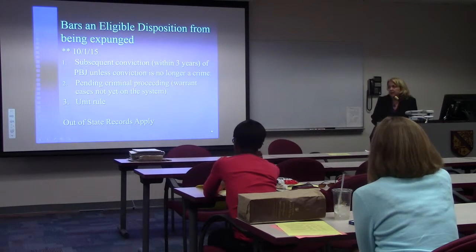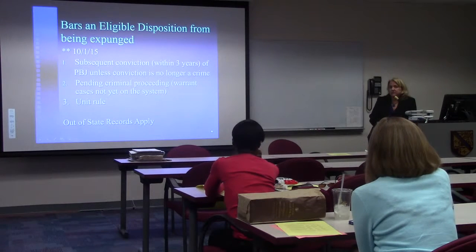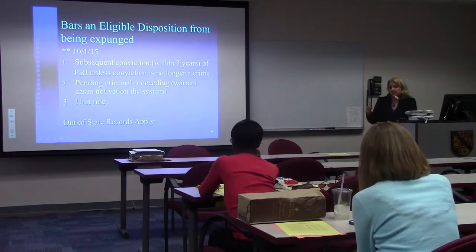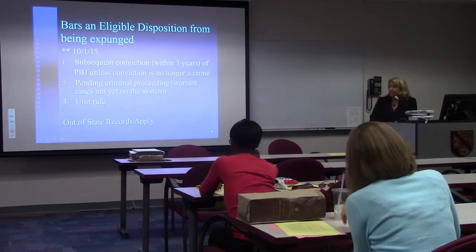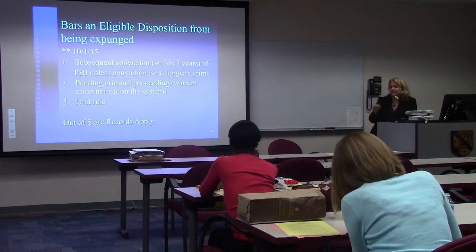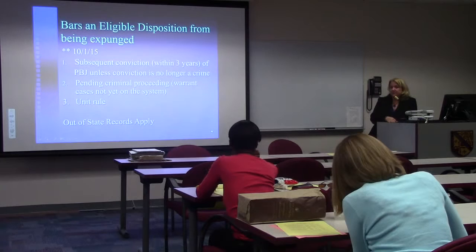The one that's still going to be in place is the probation before judgment. So if you have a client that has a PBJ, you also have to look to see whether within 3 years of getting that PBJ, your client was charged with another crime and convicted. Because if they were convicted, the PBJ is no longer eligible to be expunged. Does that make sense? Okay.